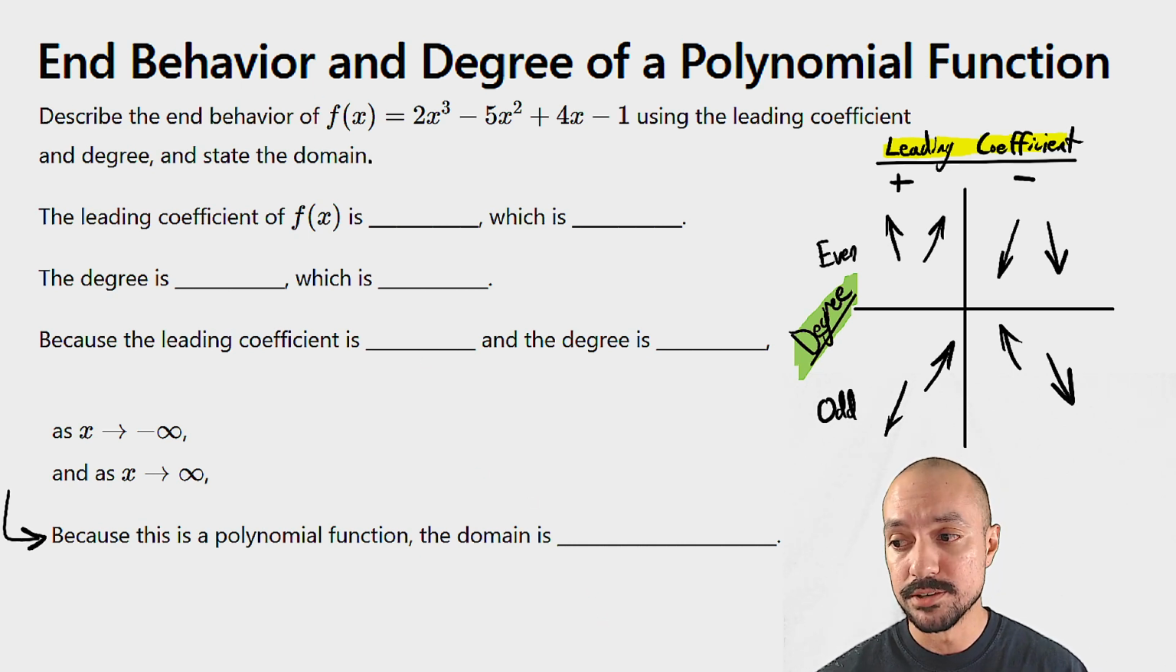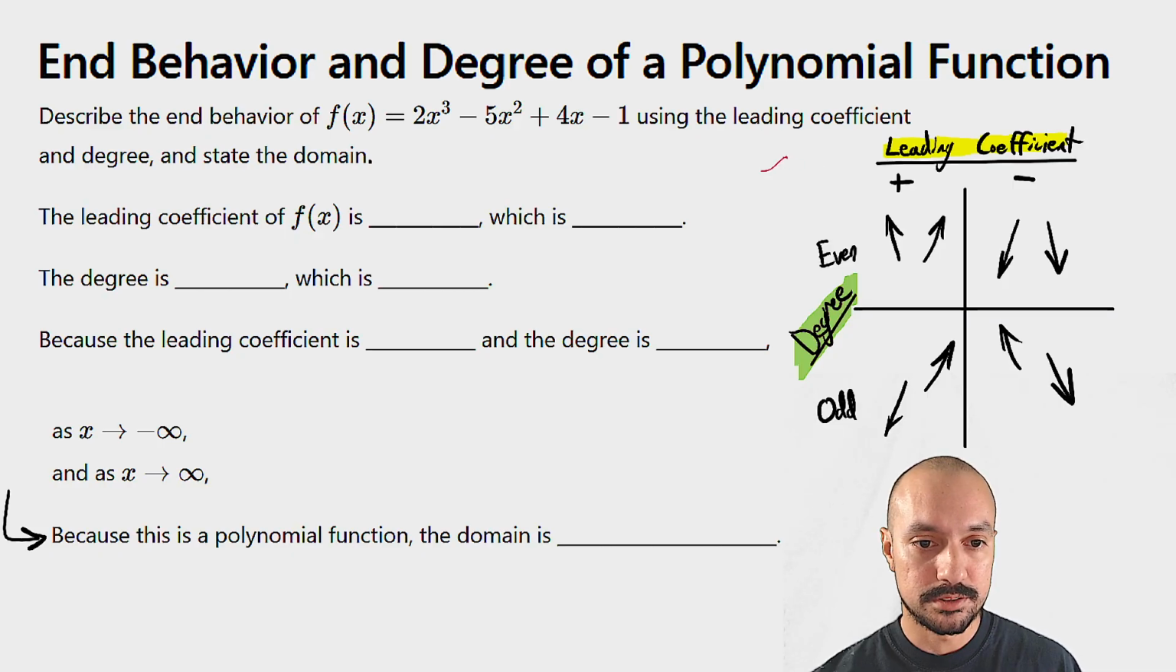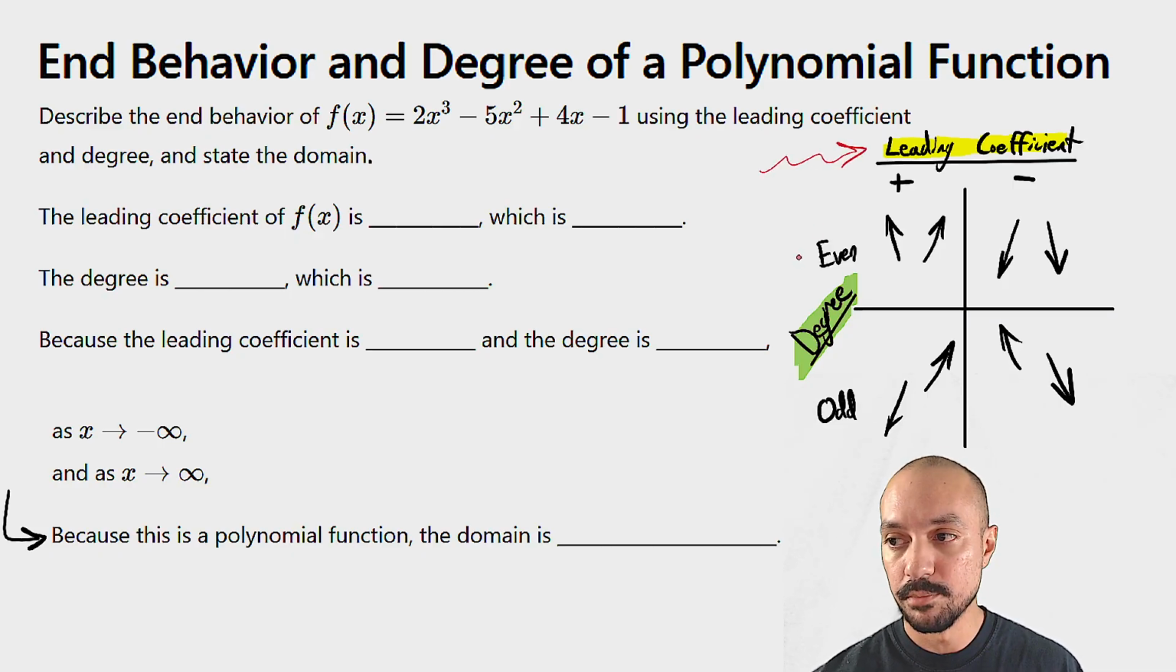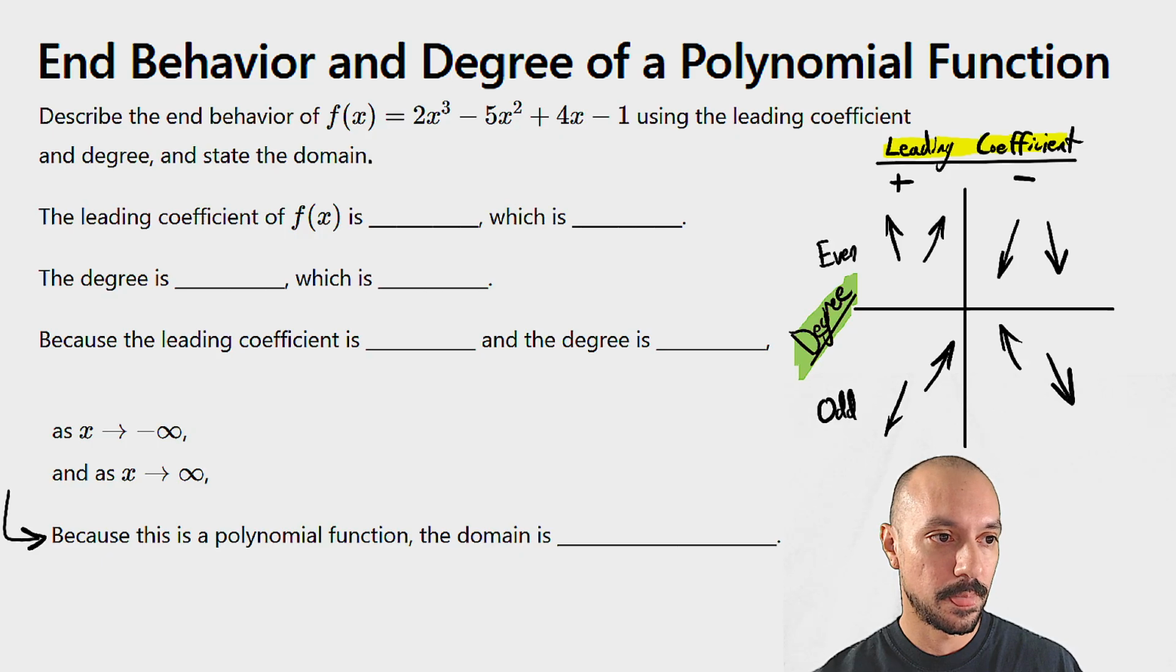All of that is based on two things. It's based on the leading coefficient of the polynomial, as well as the degree of the polynomial. Let's talk about what those two phrases refer to. The leading coefficient is going to be the coefficient on the biggest degree term, and the degree is the exponent on the biggest degree term.